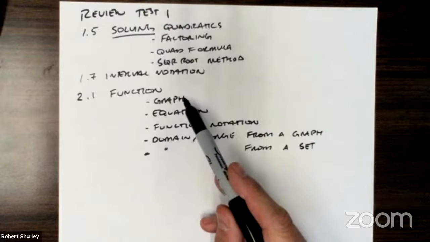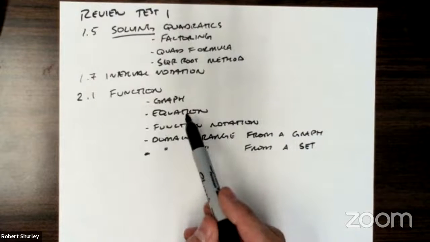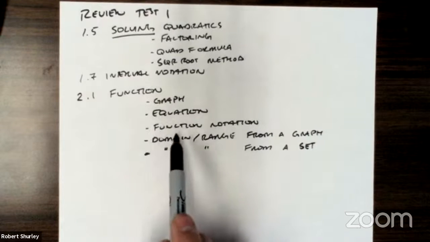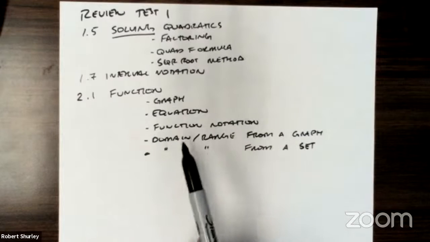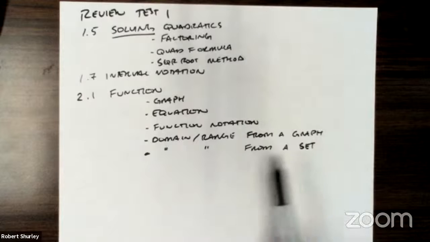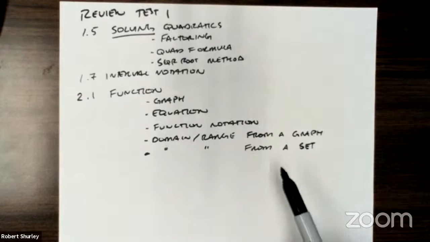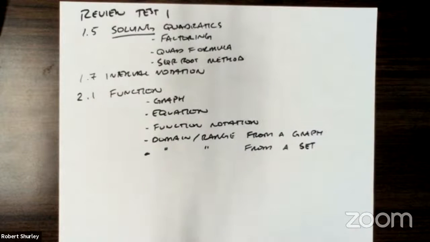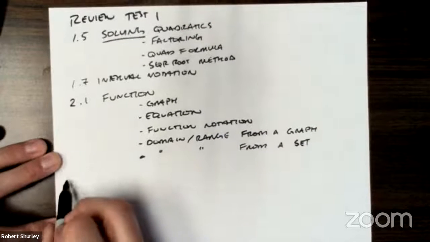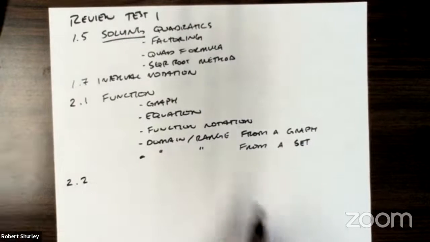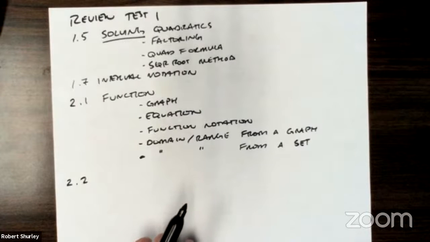So identify if a graph is a function, if an equation is a function, identify function notation, how to put something into function notation, and then the domain and range from a graph and the domain and range from a set of coordinates. Okay, that's all in the homework from that section and in the lecture. So 2.2, I'll get to 2.6 last, I guess. I'll come back to that.